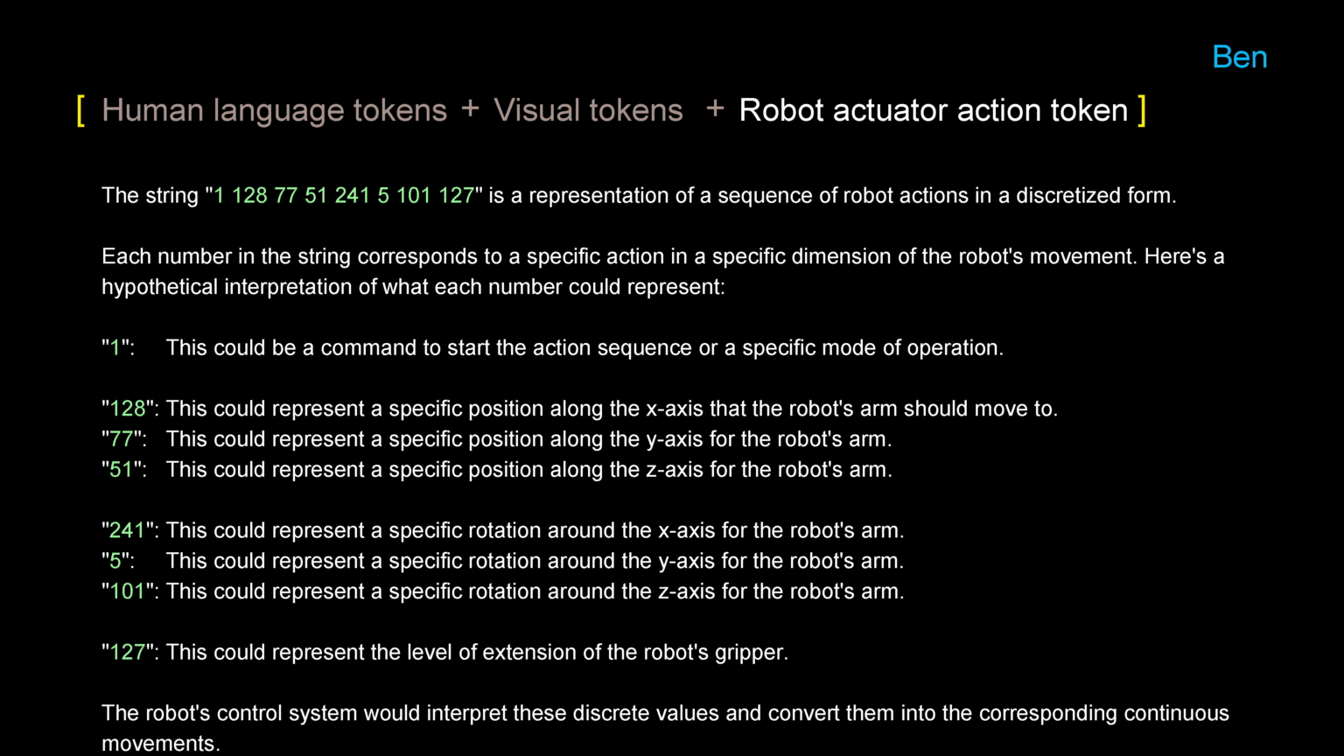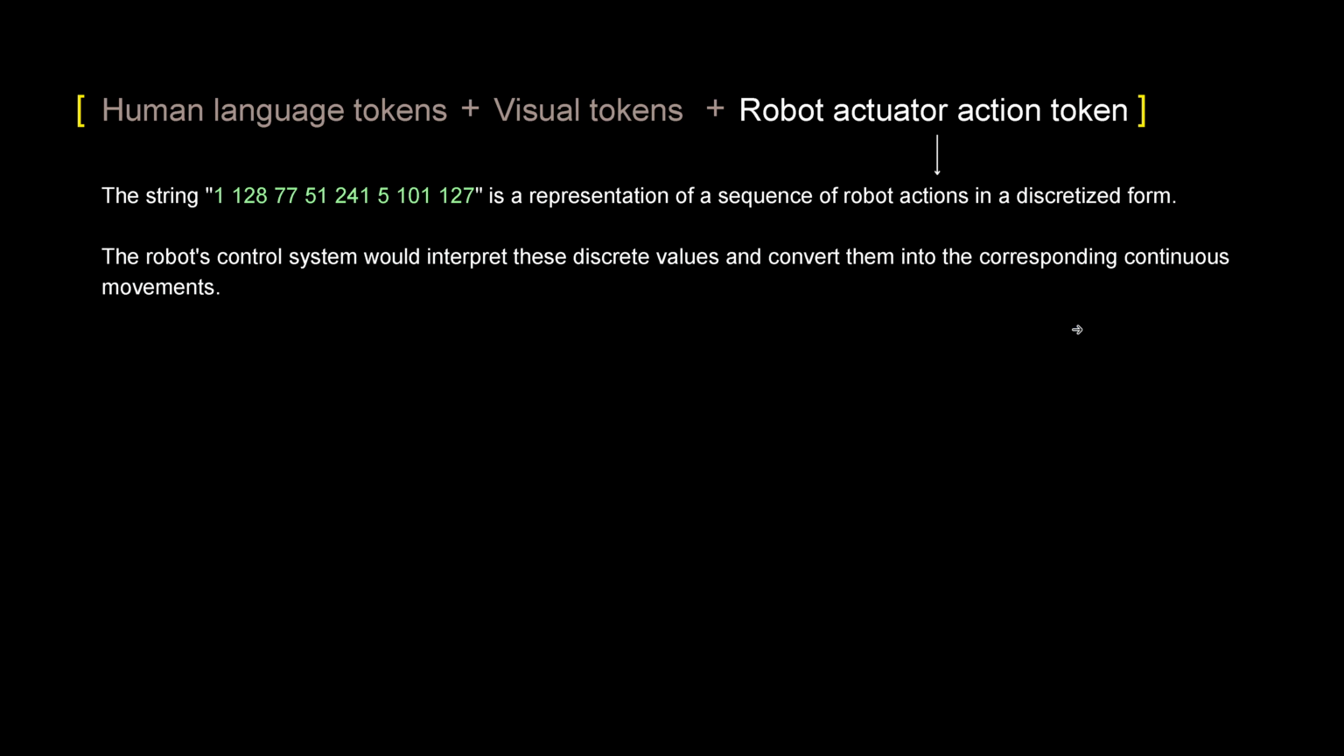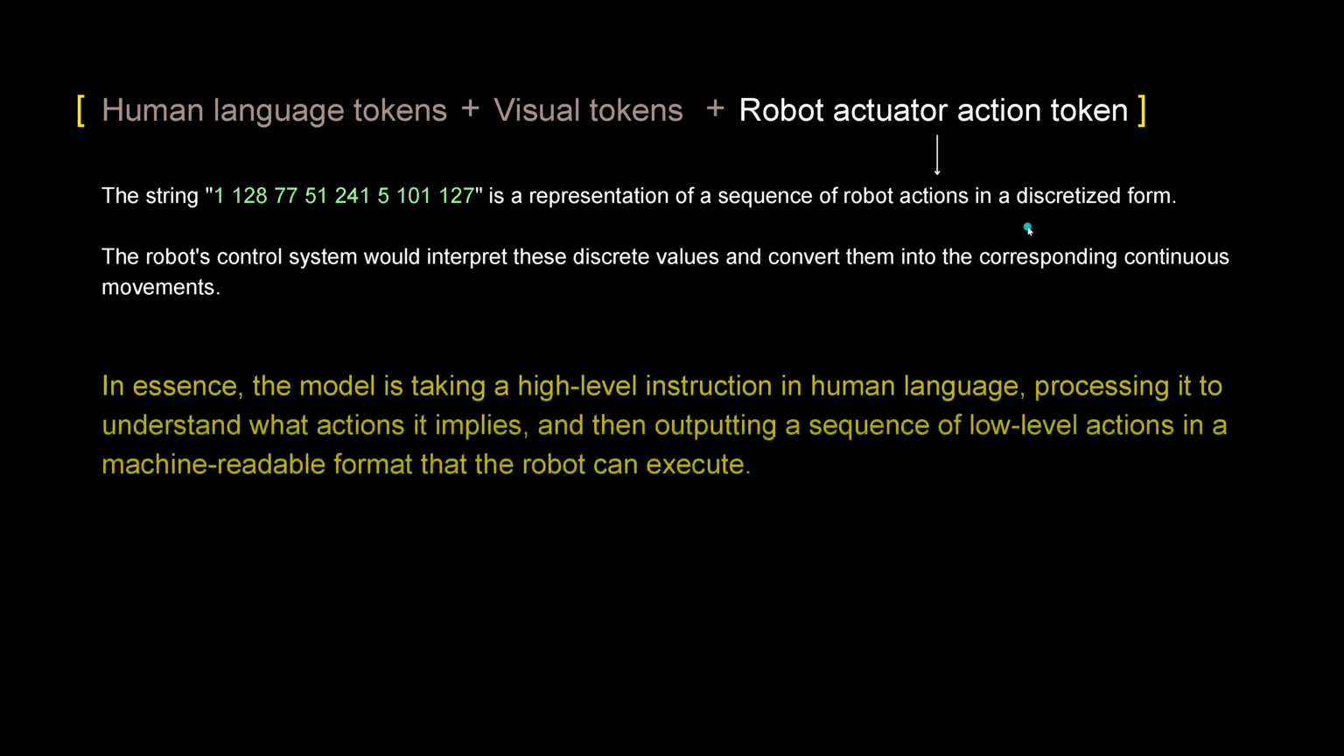Now the robot control system would interpret these discrete values and simply convert them into corresponding continuous movements of the robot arm. This is it. So now you know what robot actuator action tokens are. It is exactly like what we know from our human language tokens, from our vision tokens. This is just another pair of tokens.